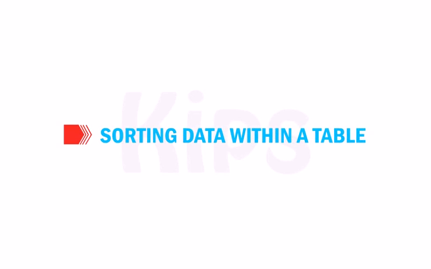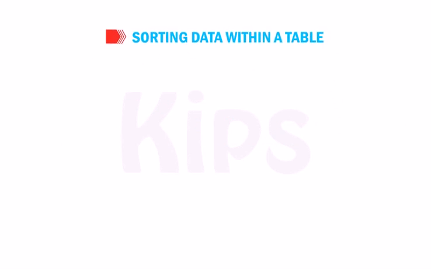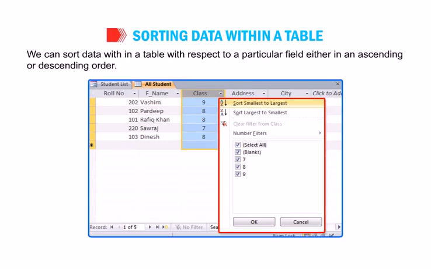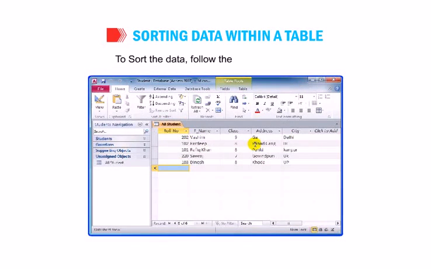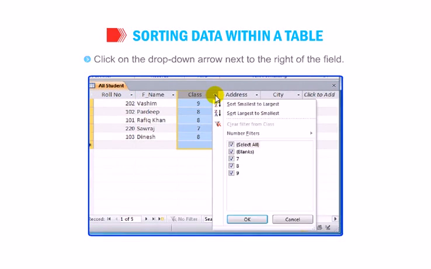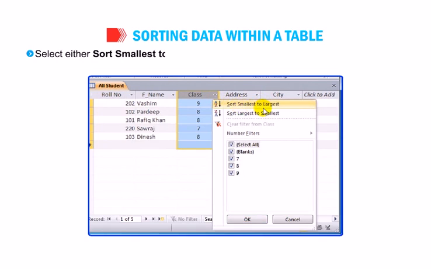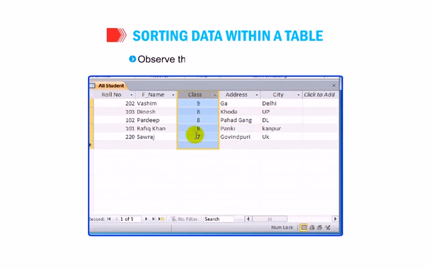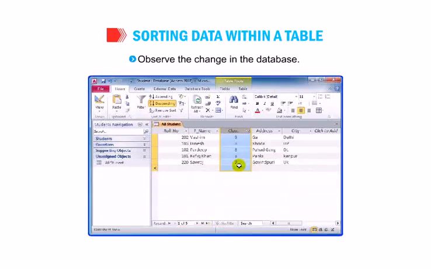We will discuss sorting data within a table. We can sort data within a table with respect to a particular field either in an ascending or descending order. To sort the data, follow the steps given below. Select the field that you wish to sort. Click on the drop-down arrow to the right of the field. Select either Sort Smallest to Largest or Sort Largest to Smallest option from the drop-down list. Observe the change in the database.